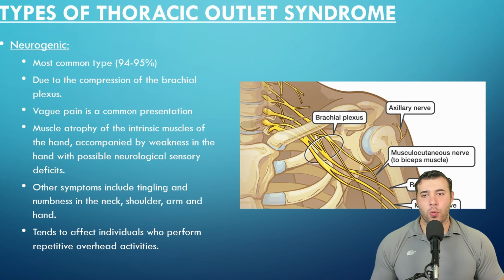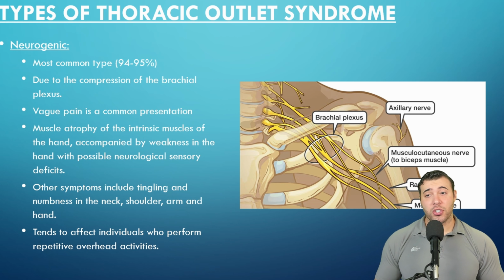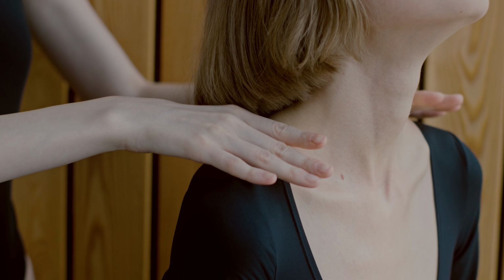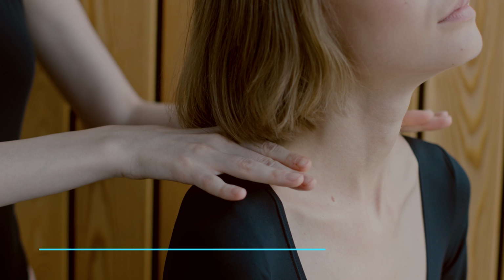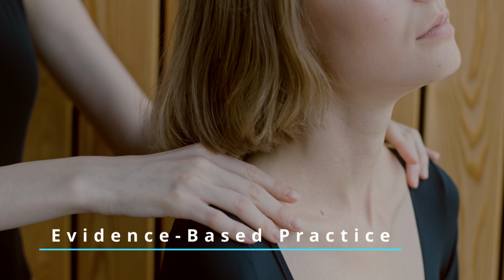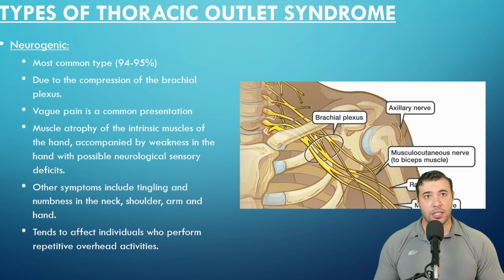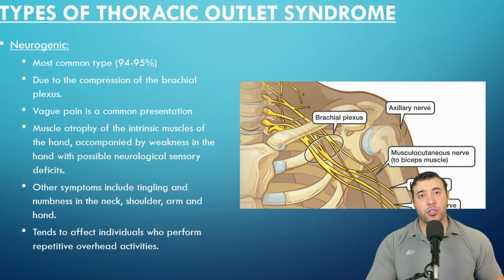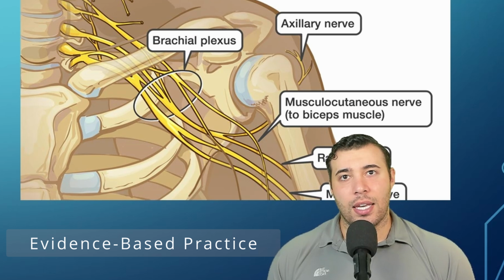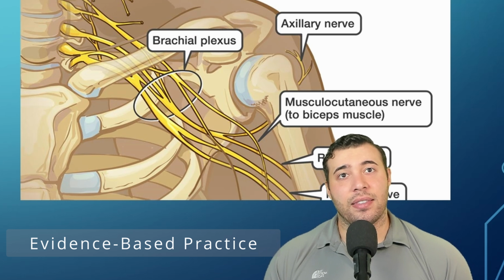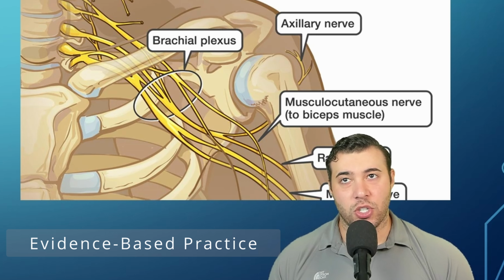Now that we know what thoracic outlet syndrome is, let's see what the specific types are. The first type is neurogenic. It's the most common type, occurring around 94 to 95% of the time in most thoracic outlet syndrome cases. It is due to the compression of the brachial plexus. Here on the right, I have the brachial plexus labeled. You can see all the different nerves that run from the brachial plexus, which originate in the cervical area. That brings us back to our main question: if there's a dysfunction there, how does it affect the cervical or upper thoracic region?